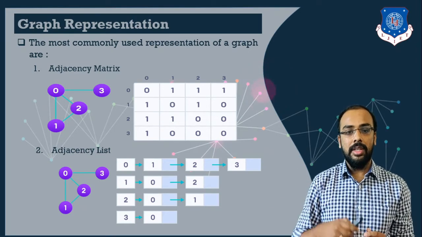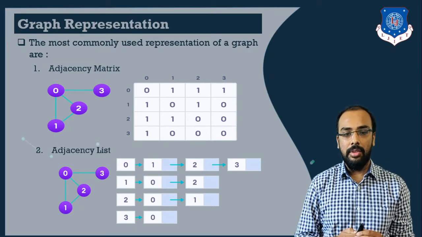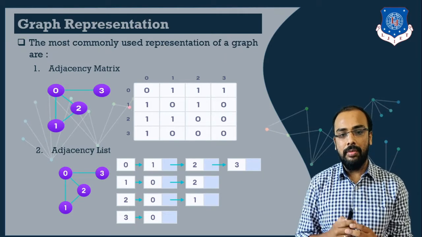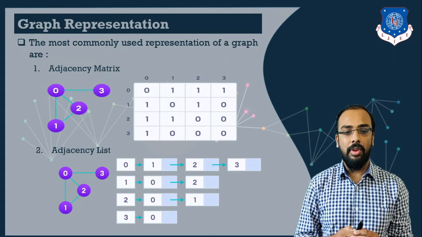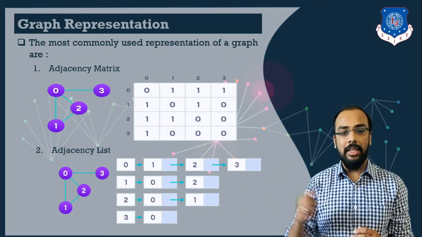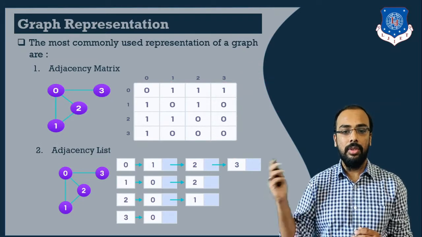The second most used representation technique is the adjacency list. Here consider the same graph. At a time we will consider a single node. Let us consider node 0. Now we will see where the edges go from node 0. In the graph the edges are going from 0 to 1, 2 and 3.